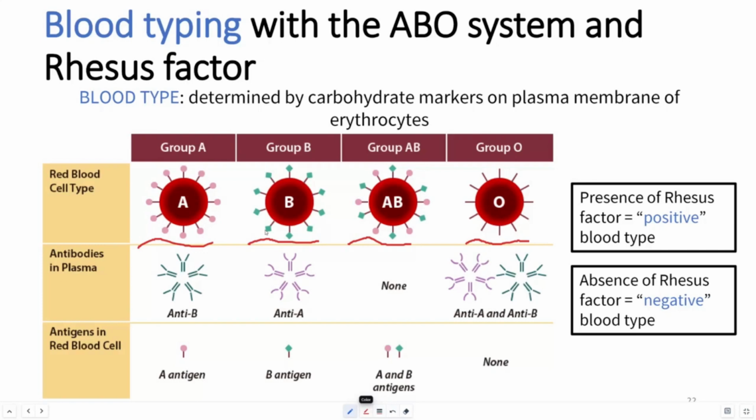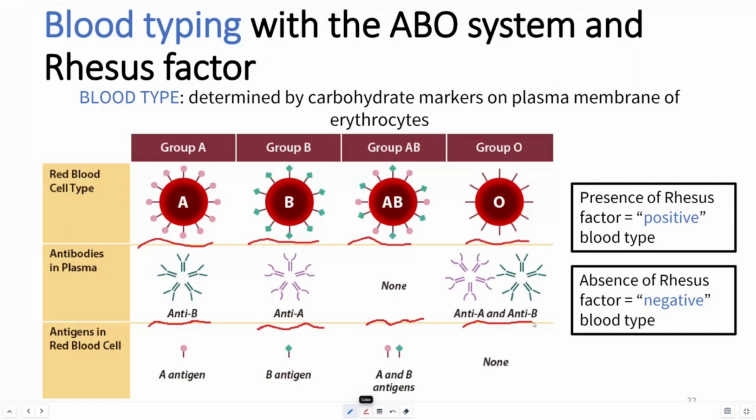So in the ABO blood groups, you're also going to have the anti-A and anti-B antibodies. A person that has type A blood is going to have the anti-B antibody. A person that has type B blood will have the anti-A antibody. A person with both A and B antigens will have no antibodies, and the person that has type O blood will have both kinds of antibodies.